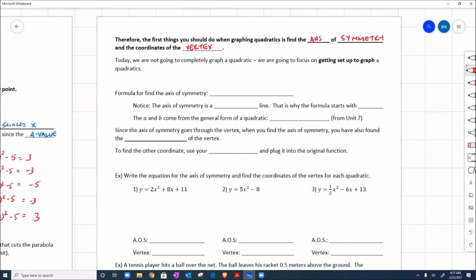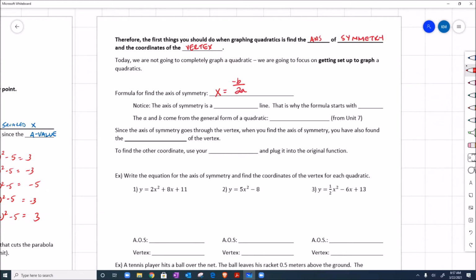So that's what we're doing today. We're not really getting to the whole graph today. We're making sure that we have solid our first steps, finding the middle and the vertex. Okay. The formula to find the axis of symmetry is x equals opposite b over 2a.